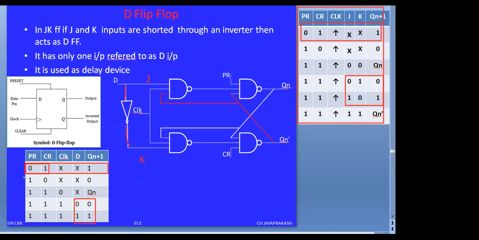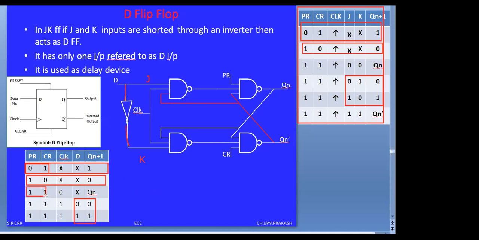Similarly, when preset equals 1 and clear equals 0, this is called the reset condition. This condition is also the same as in the functional table of JK. For JK, SR is also the same. If it is 1 0, then Q of n plus 1 equals 0. Similarly, we are going to check the remaining two conditions.